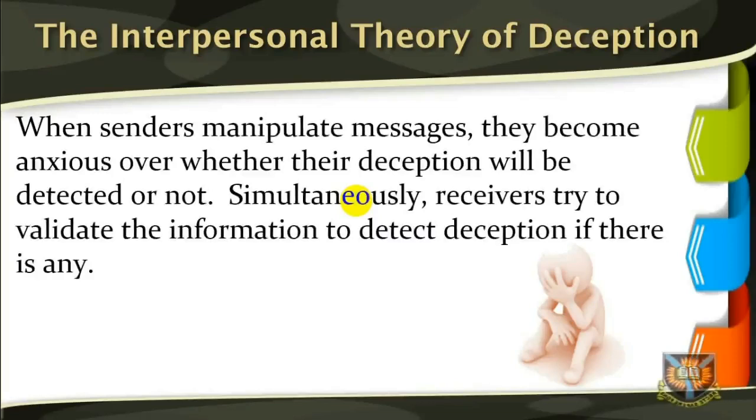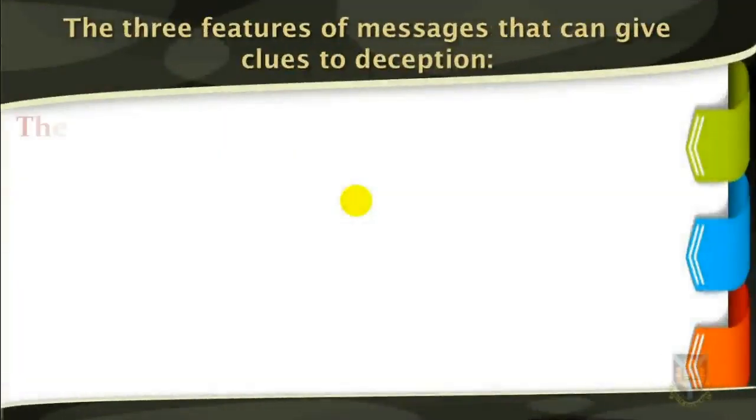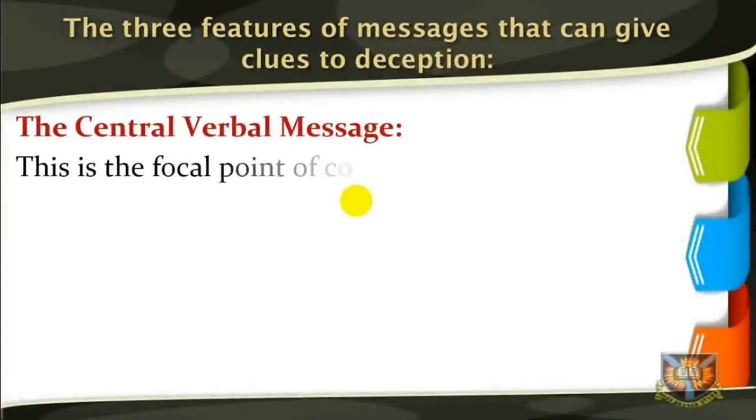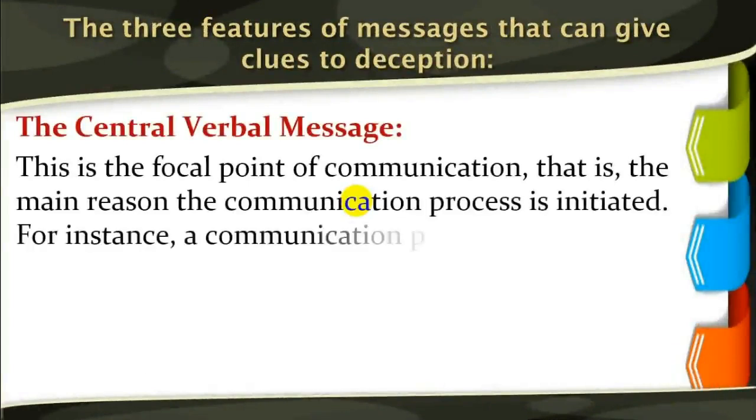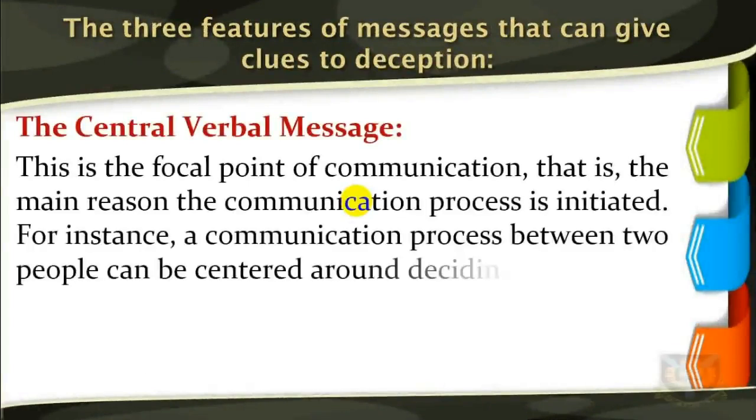Simultaneously, receivers try to validate the information to detect deception, if there is any. Although people believe they can detect deception, IDT suggests otherwise, and also that non-verbal cues are not absolute indicators of deception. Three features of messages that can give clues to deception. The central verbal message. This is the focal point of communication. That is the main reason the communication process is initiated.